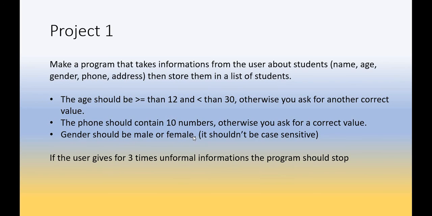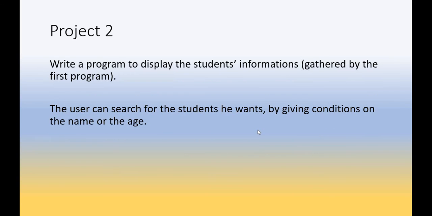Gender should be male or female. It should not be case sensitive. So for example, if the user puts male with a capital M, it has to work. With a capital F, or maybe something else, it has to work. The essential thing is that it shouldn't be case sensitive. Okay, so if the user gives wrong information 3 times, the program should stop. Right? So this is the first project.